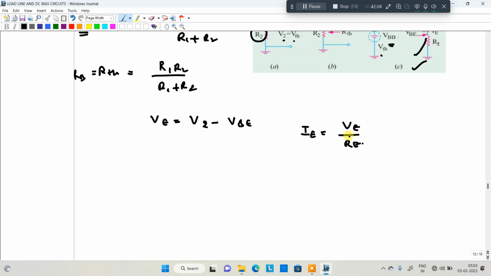Okay. What is the VE? V2 minus VBE divided by RE. If your VBE is neglected, then V2 divided by RE. That is the formula for IE.